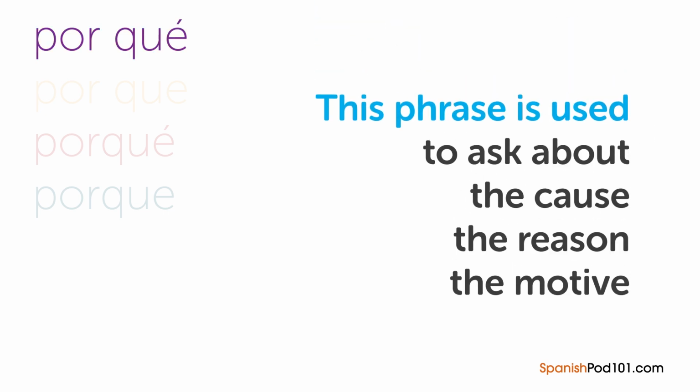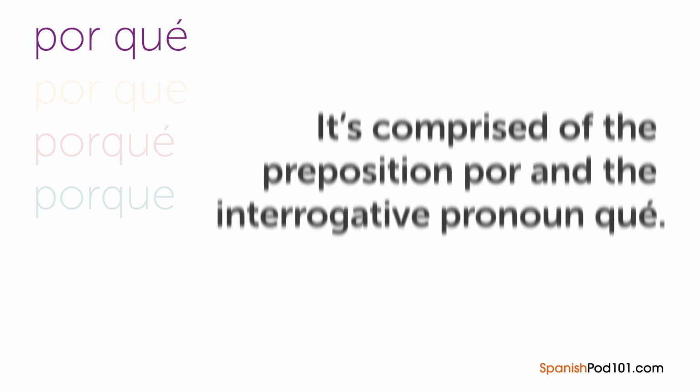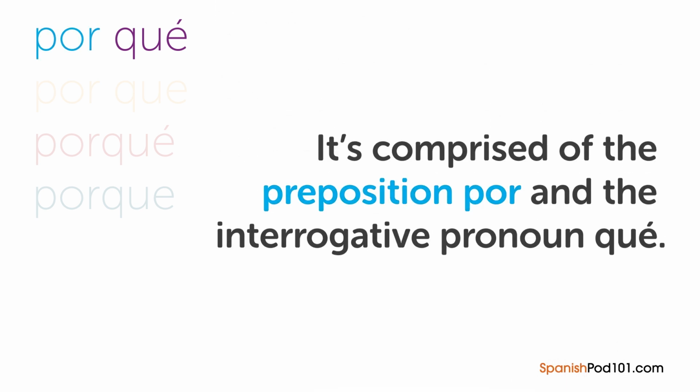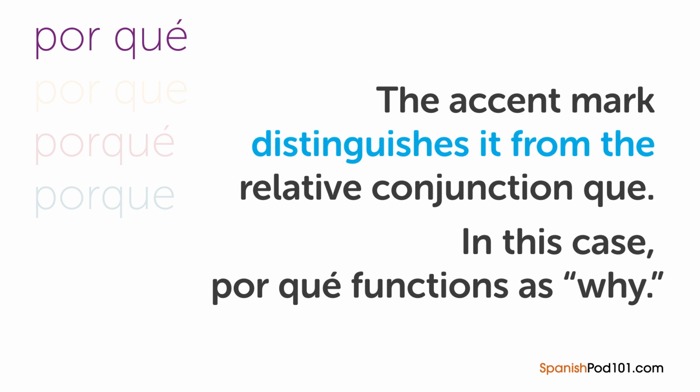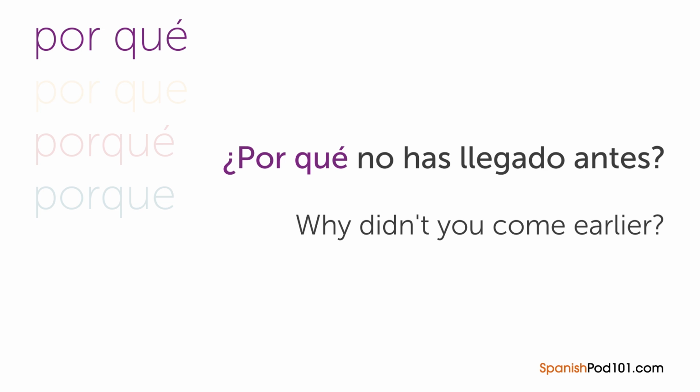Next, let's move on to por qué, separated with an accent over the E. This phrase is used to ask about the cause, the reason, or motive of something. It is comprised of the preposition por and the interrogative pronoun qué. The accent mark distinguishes it from the relative conjunction que. In this case, ¿por qué? functions as why. For example, ¿por qué no has llegado antes? Meaning, why didn't you come earlier? Here, we are asking what the cause or reason is for why the person didn't come sooner.